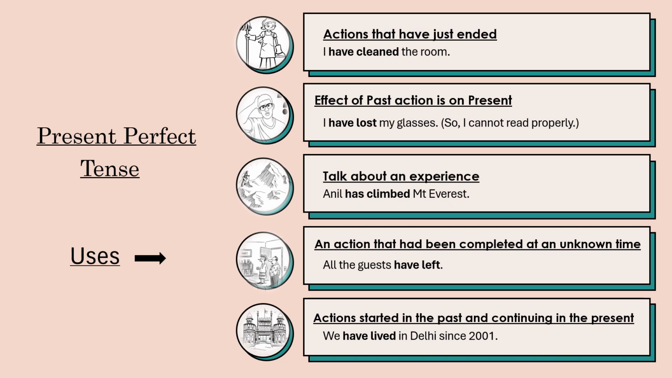Third is to talk about an experience. For example, Anil has climbed Mount Everest. So this is an experience. हम एक बार ये काम कर चुके हैं. Anil has climbed Mount Everest.